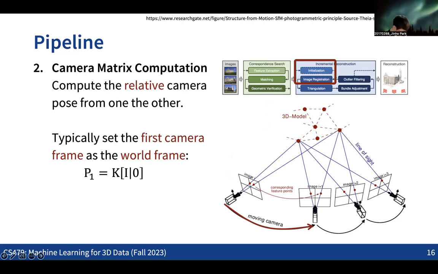What we can typically do is just set the camera frame of the first camera as the world frame. Then we get the relative camera matrix, the camera information of the second camera from the first camera, right? Make sense? So we have the camera information for each image. And what we are going to discuss today is how we get this camera pose information.